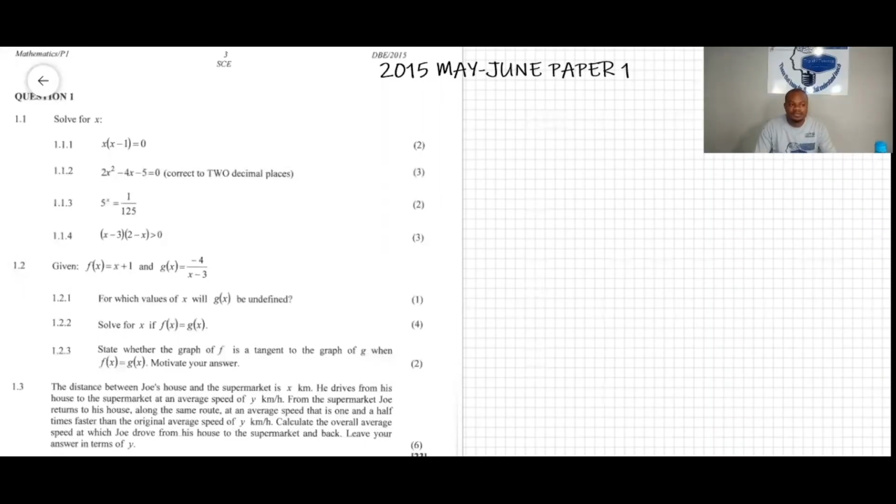Well, the question says the distance between Joe's house and the supermarket is X kilometers. He drives from his house to the supermarket at an average speed of Y kilometers per hour. From the supermarket, Joe returns to his house along the same route at an average speed that is 1.5 times faster than the original average speed of Y kilometers per hour.